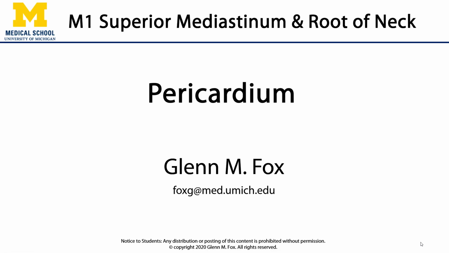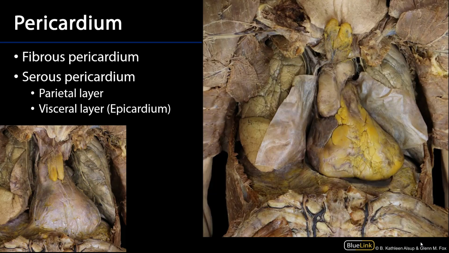Hi, let's talk about the pericardium. The pericardium is a sac which surrounds and encompasses the heart. It's formed of two layers, an outer, rough and tumble, fibrous pericardium, which we can see here, and an inner, delicate mesothelial membrane called the serous pericardium.